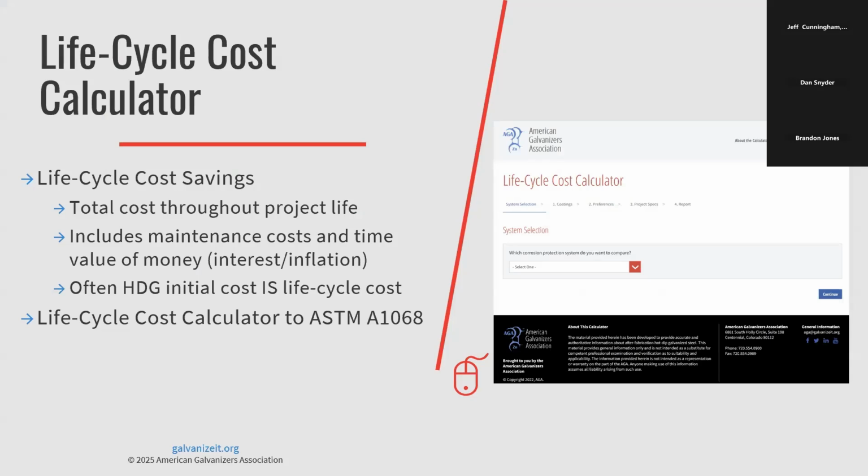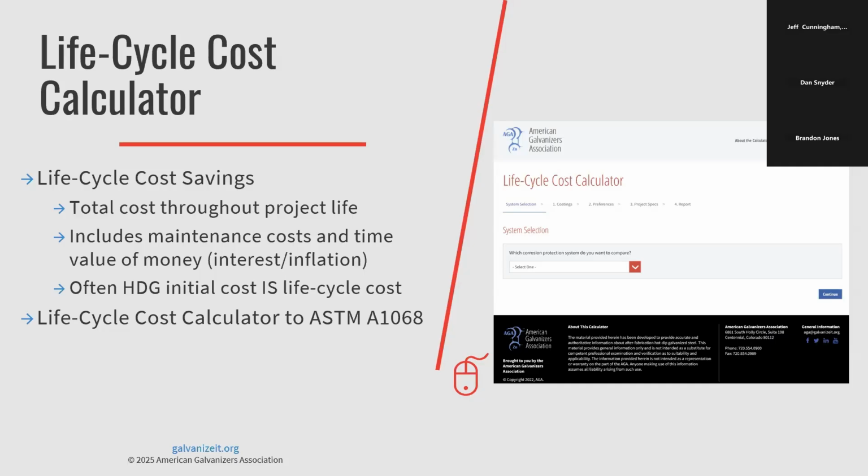I mentioned earlier that the life cycle cost calculator goes along with the zinc coating life predictor. And this life cycle cost calculator is just the total cost throughout the project life. So it's the initial cost, all the way to touch up and repair, maintenance costs, and it also includes time value, so interest and inflation. When you run a lot of these calculations, most of the time, hot-dip galvanizing's initial cost is its full life cycle cost because it lasts so long in some of these harsh environments and doesn't need to be touched up and repaired every 8 to 10 years like paint or some other coatings.